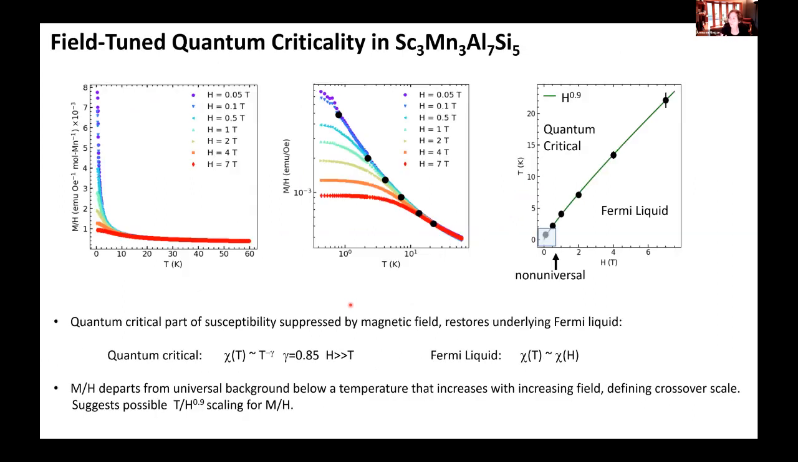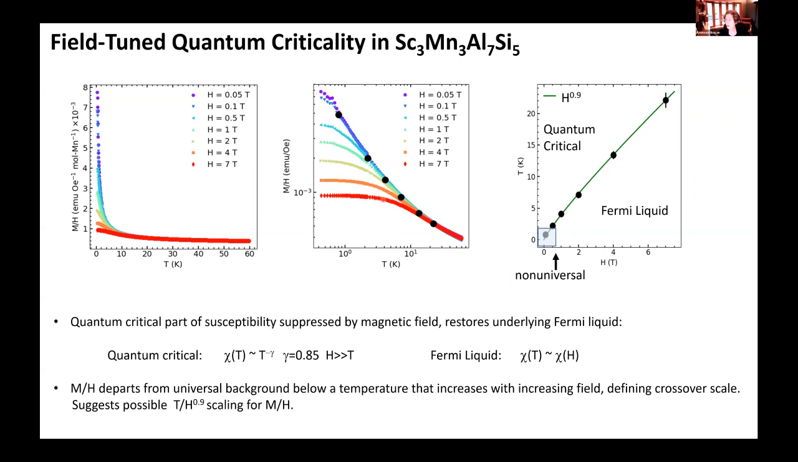So we wondered if we could use magnetic field as a tuning parameter for these compounds, as has been done in other quantum critical systems. And so we plot here the DC susceptibility, magnetization divided by field, as a function of temperature. And we do this in different fields. So at the lowest fields, you can see that there's a good critical divergence of the susceptibility cut off at the last moment. But as we increase the magnetic field, we see that that divergence becomes weaker and weaker.